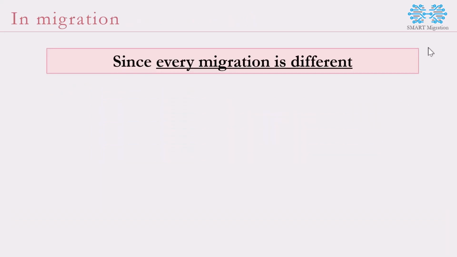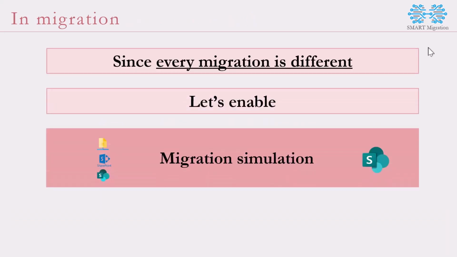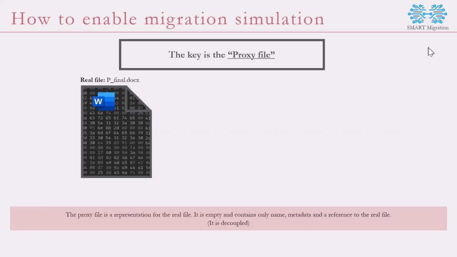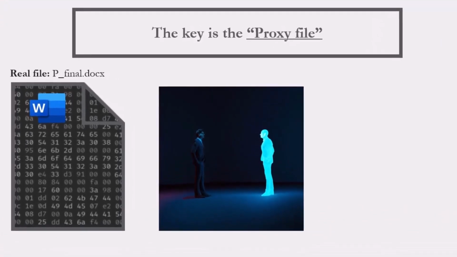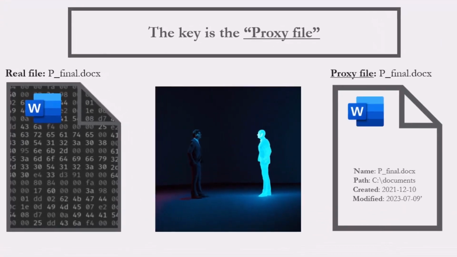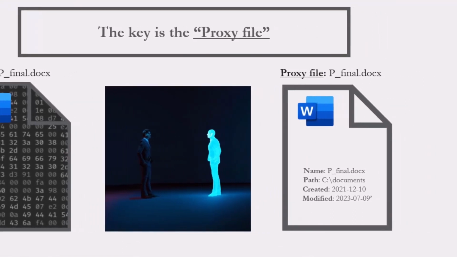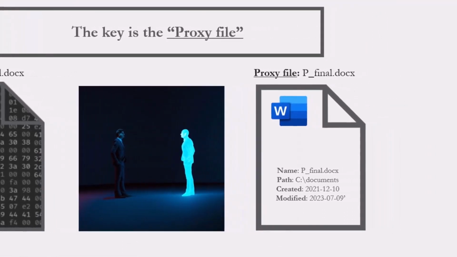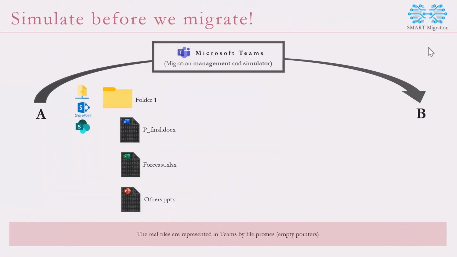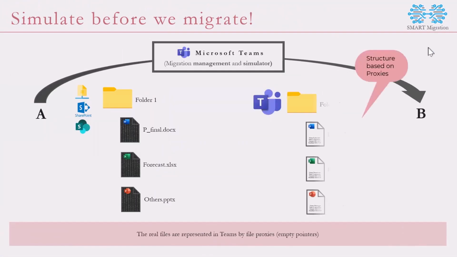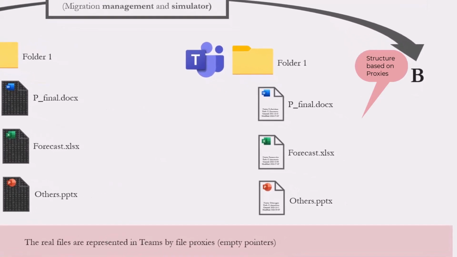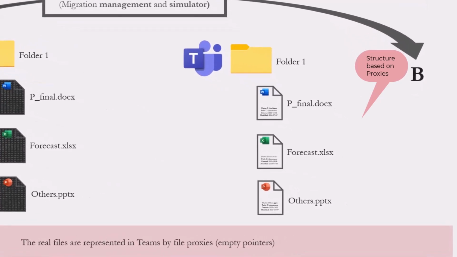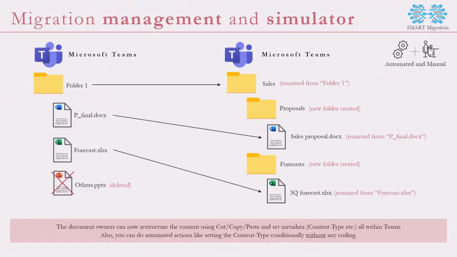When there's a new plane, you learn to fly that new plane in a flight simulator. Since every migration is different, let's enable migration simulation. The key to migration simulation is the proxy file. The proxy file is a representation of the real file. It's basically an empty shell pointing to the file and having properties defining the different metadata. To simulate a migration, what we do is that we build a structure within Teams that represents the original structure with proxy files instead of the real files.